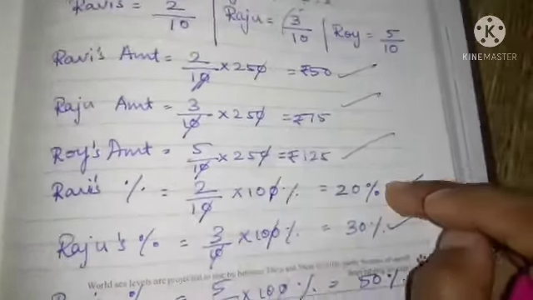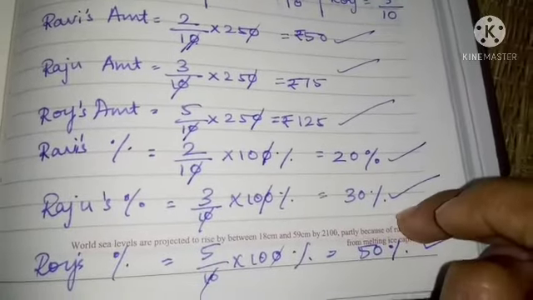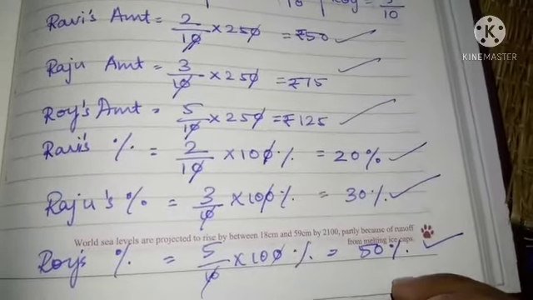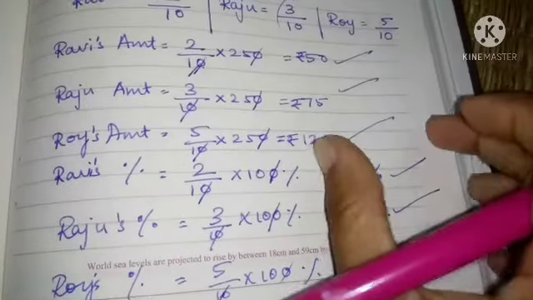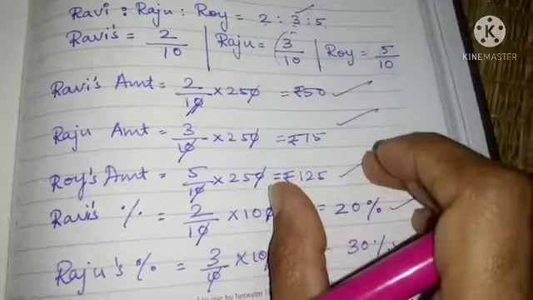So Ravi, we have given 20 percent. Raju, we have given 30 percent. Roy, we have given 50 percent. So we have found the percentage separately. In this, we have found the amount separately. Understood?